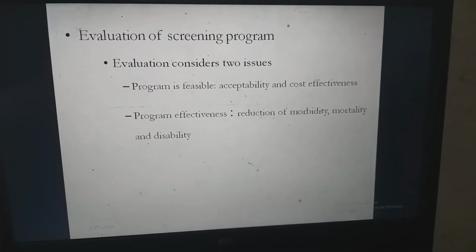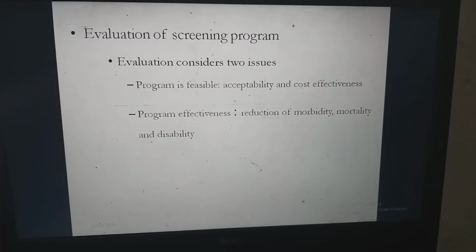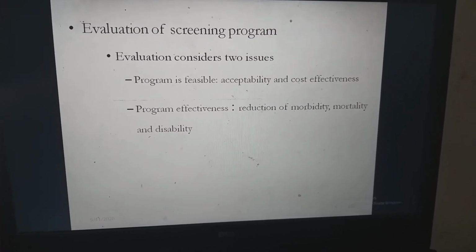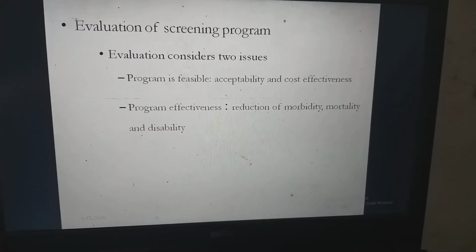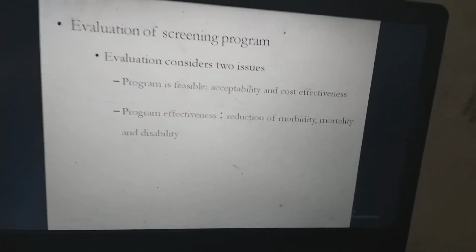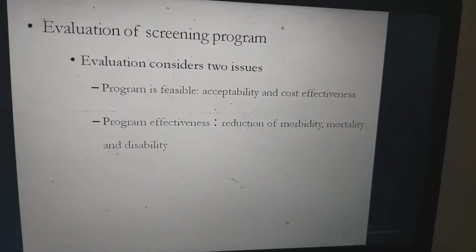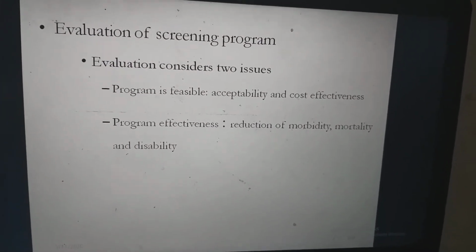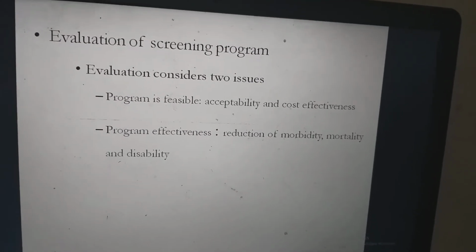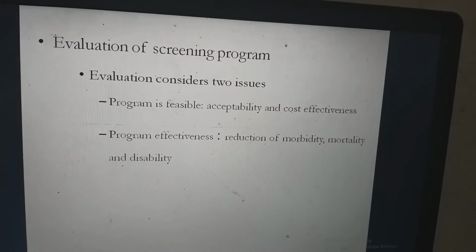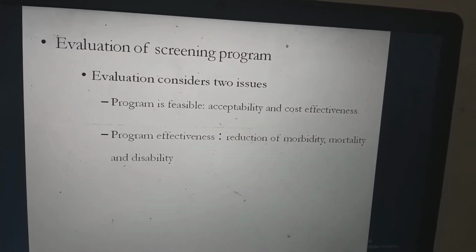How can you evaluate? Evaluation of a screening program. Evaluation considers two issues. One, whether the program is feasible: feasibility, acceptability, and cost effectiveness. Acceptability means it should be acceptable to the community. It should not contradict the culture there. It should be considered when you do this screening. All the criteria should be set.